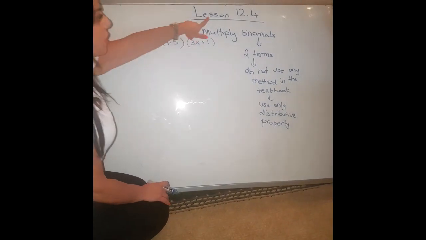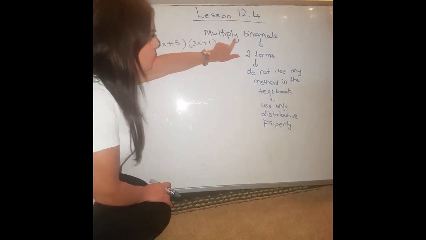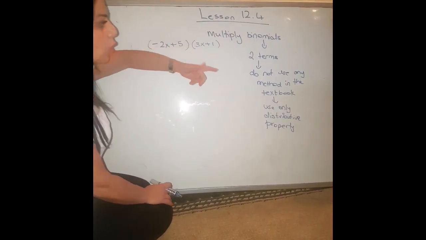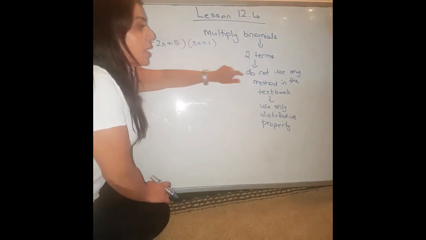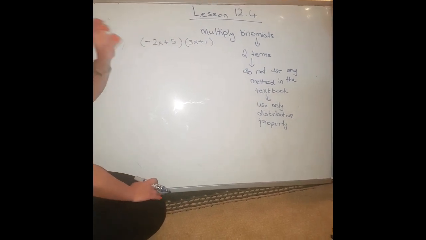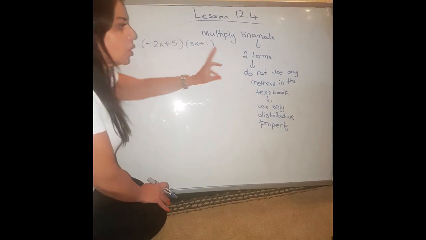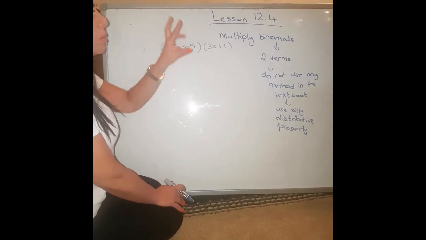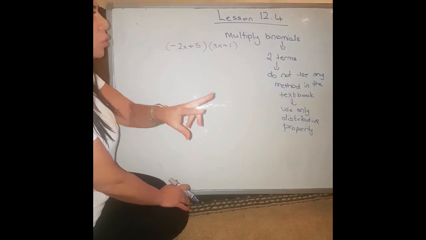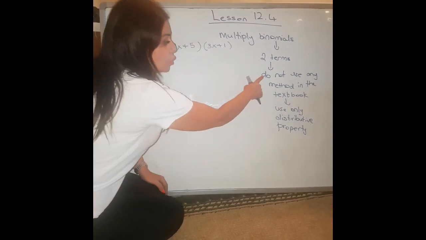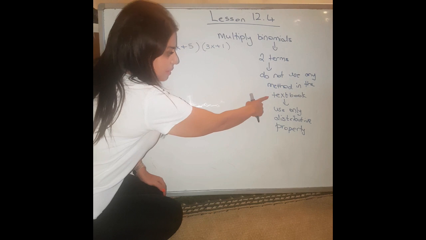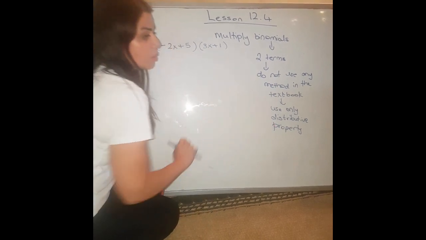All right, we're starting off lesson 12.4, which is about multiplying binomials. What are binomials? They are two terms. Lesson 12.3 was multiplying one term into a parenthesis. Here we're going to have two terms into a parenthesis, so it's going to be two parentheses, each has two or three terms. I do not want you using any method in the textbook. Use only the distributive property.